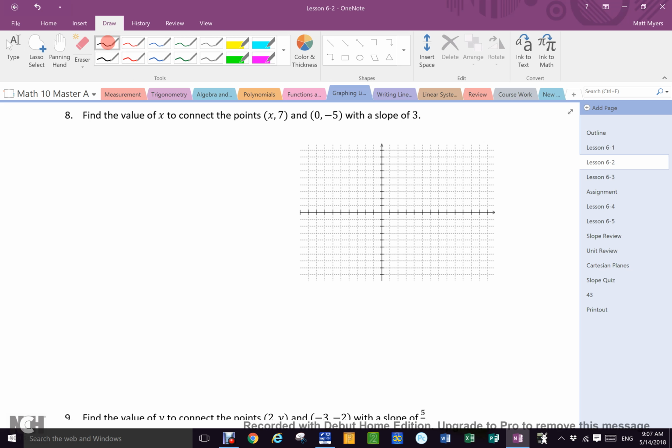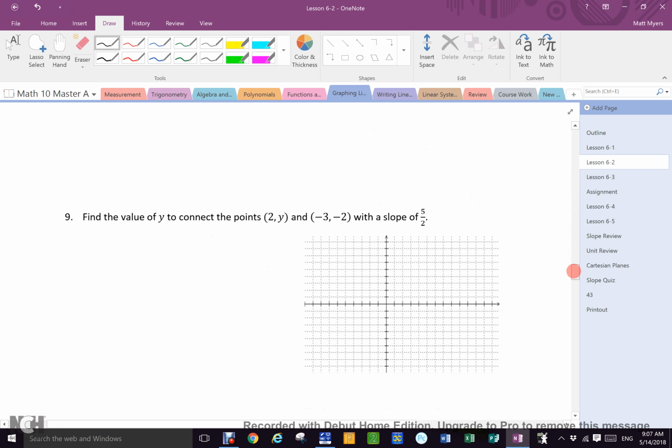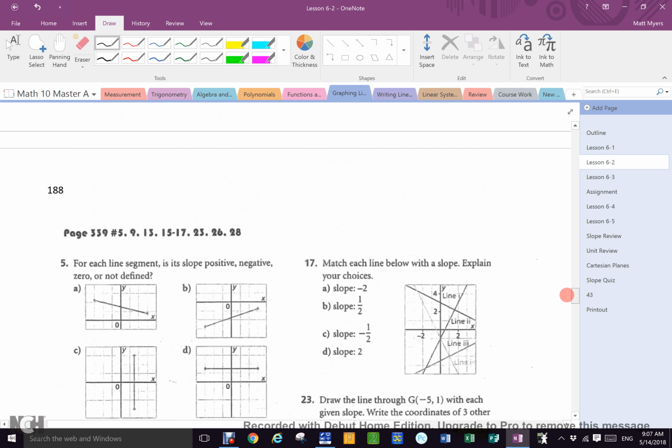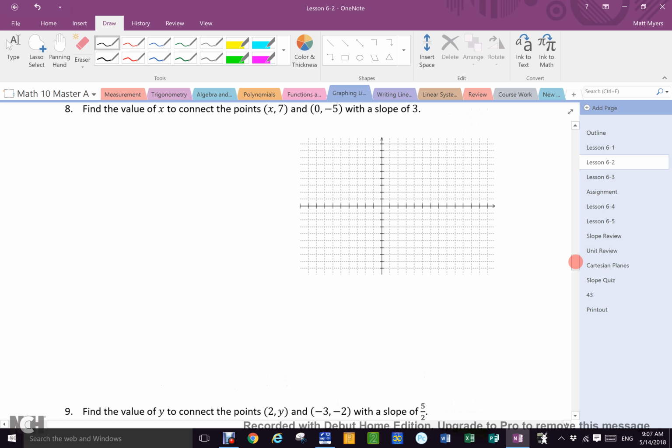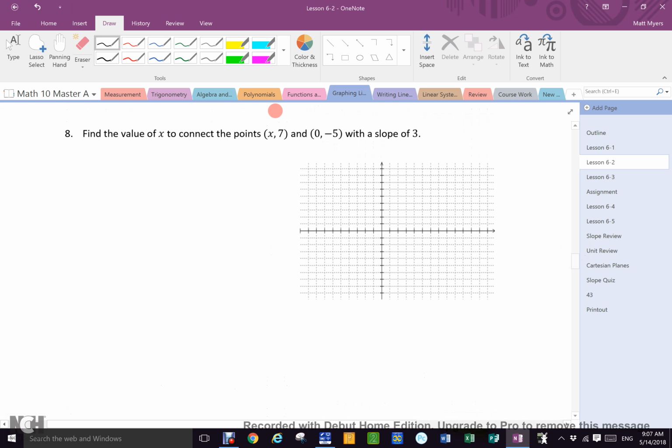If you need to. If you feel you've got it, go on to number 9. If you get that, go on to page 188. If you think you might have it, cheat a little. Copy off your neighbor.